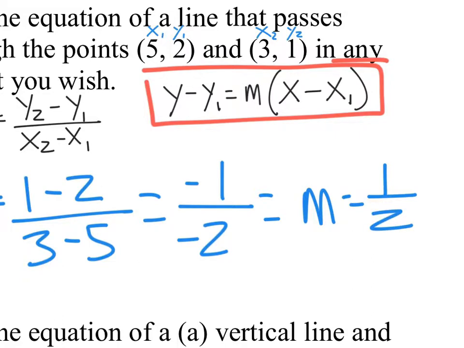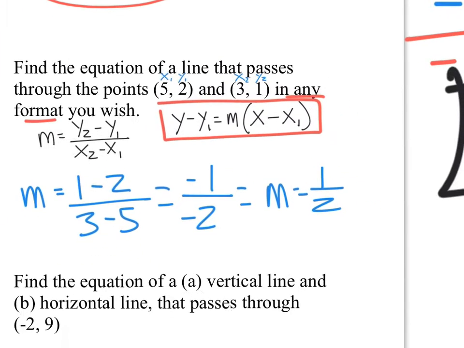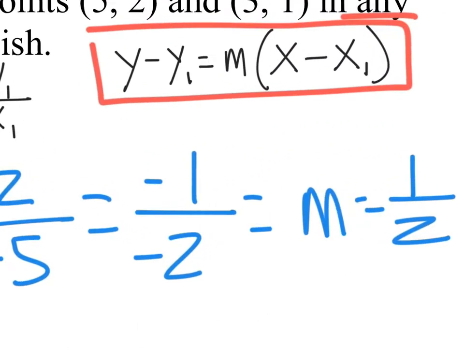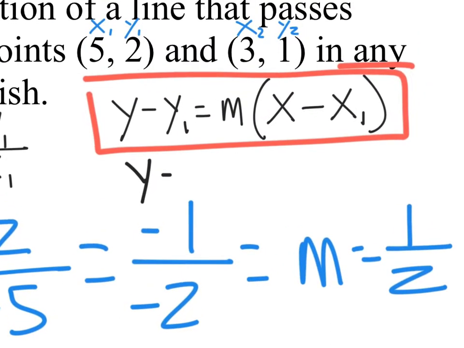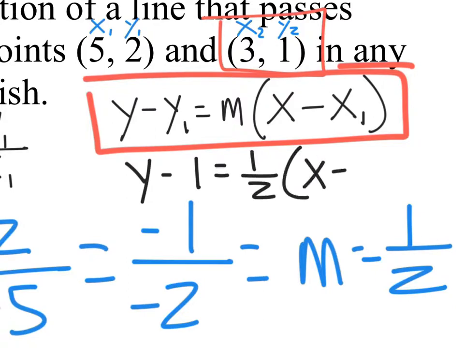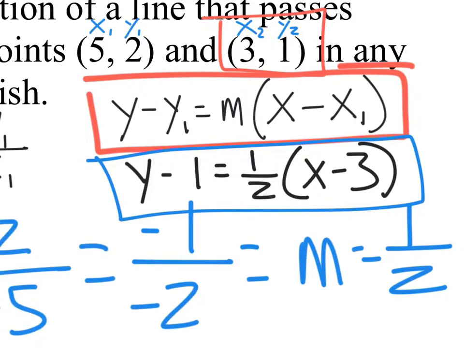Great. And so now let's simply plug that into point slope form. Pretty easy. And I'll actually do it right underneath. So how are we going to write that? y minus, we'll use this set of coordinates right there. So I'm going to take that 1, and I'm going to plug it right in here. So y minus 1 equals slope, which is 1/2, times x minus 3. Great. So this is our answer. We just wrote it in point slope form, but you can write it in any format that you'd like.